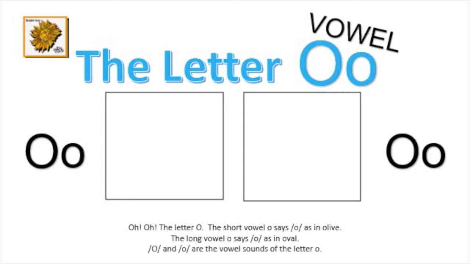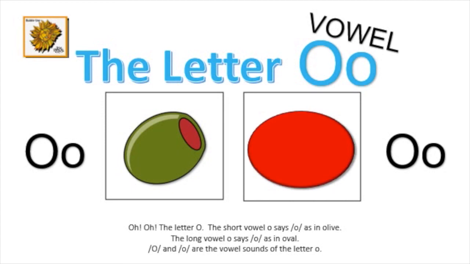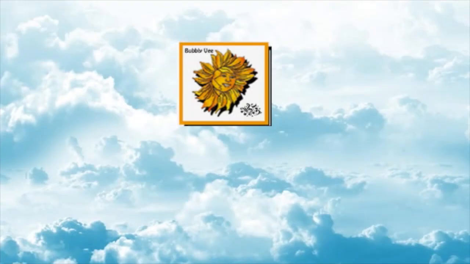O, the letter O. The short vowel O says Ah as in olive. The long vowel O says O as in oval. Ah and O are the vowel sounds of the letter O.